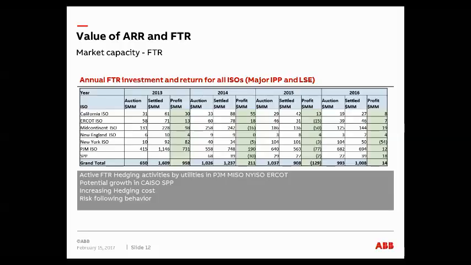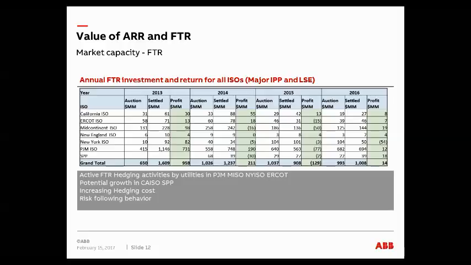So this chart shows the investment, return, and profit only for the IPP and LSE. IPP means independent power producer, and LSE means load serving entity. So we can see they constitute a small portion of the FTR market compared with the previous slide.